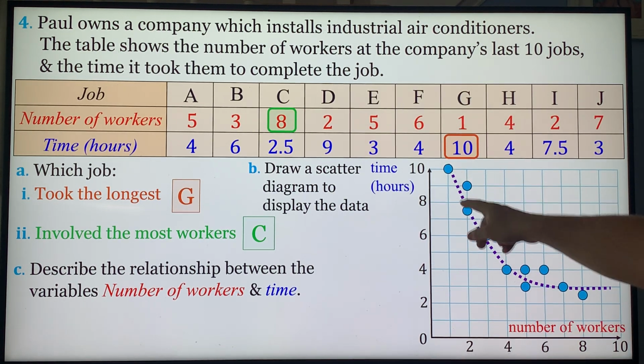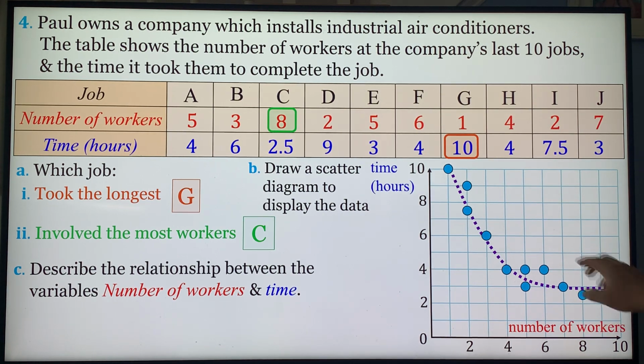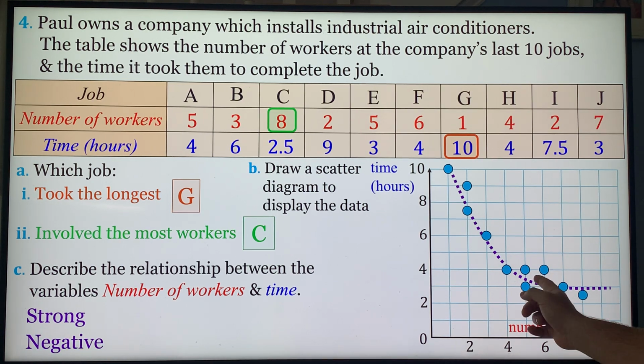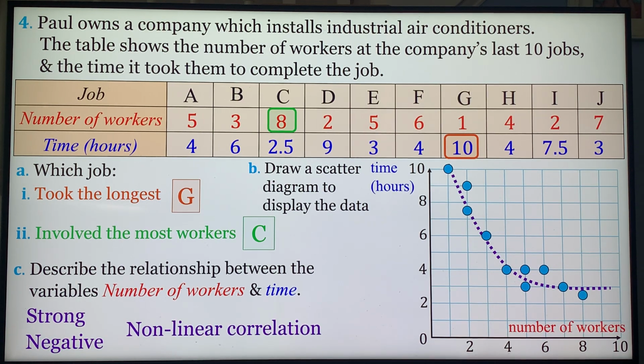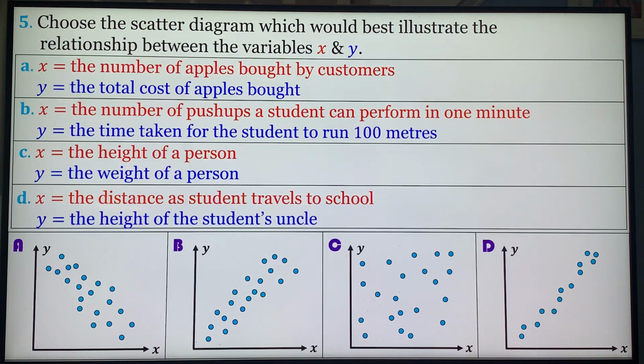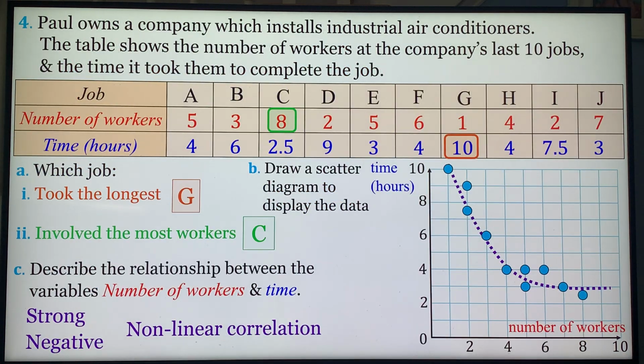All right, so describe the relationship. So what's this graph doing? Decreasing. And all these points are pretty close to my line, right? So I would say it's a strong, negative, nonlinear correlation. Okay? And as I said before, what this is telling us is the more workers you have, the less time your job should take. Does that make sense? I think so. All right. Make sure you got that all. And let's go to number 5.